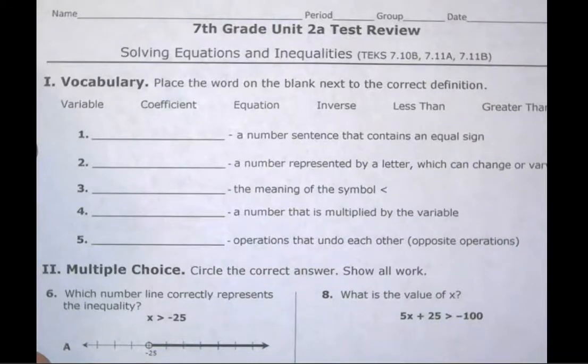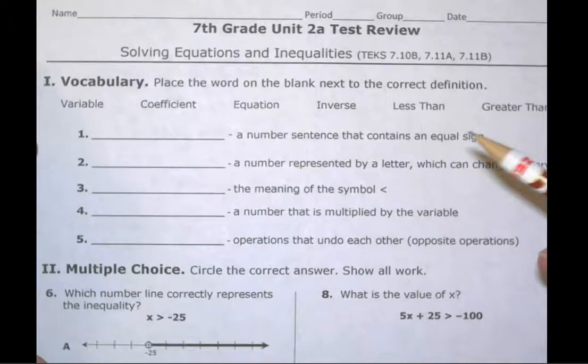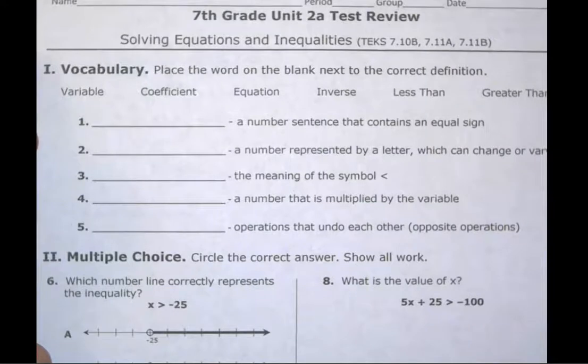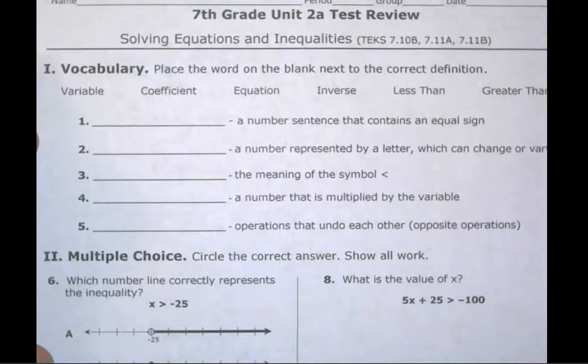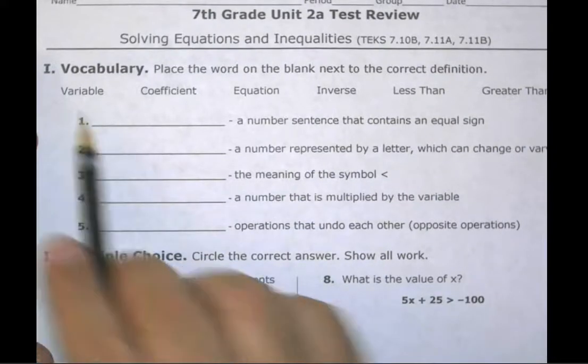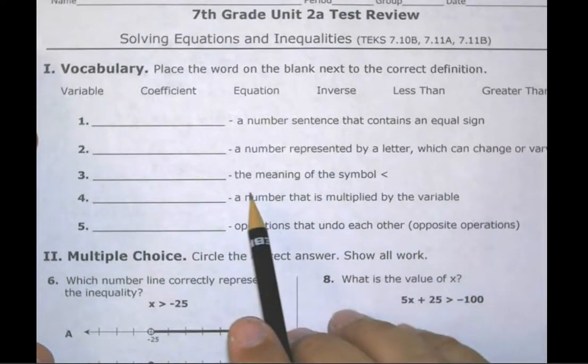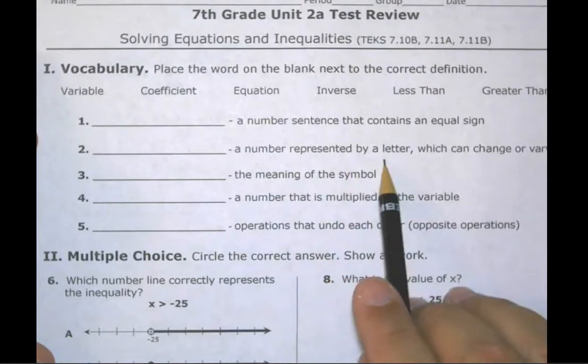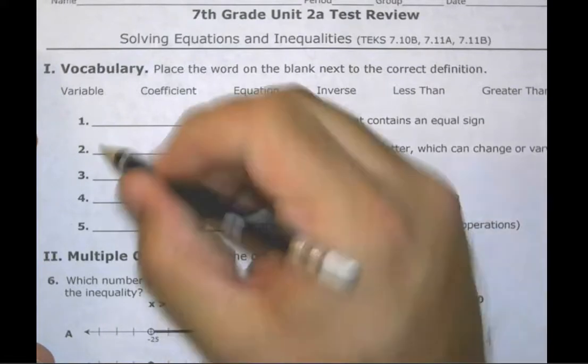All right, so we're going to talk about the seventh grade Unit 2A test review. And so we have some vocabulary words here that we need to talk about and match up. And the vocabulary words may or may not be exactly the same as you'll see them on the test, but more or less they should be close. So the first vocabulary word is variable, and that is a number represented by a letter which can change or vary.